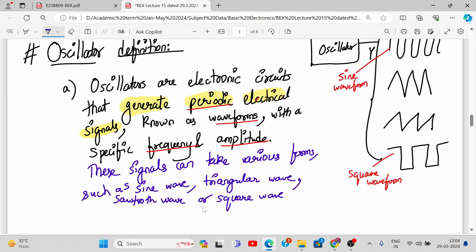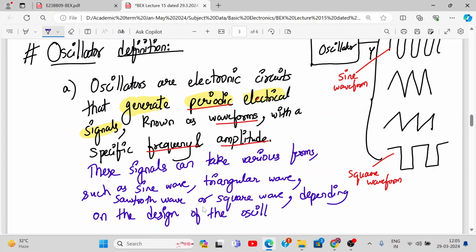Yes or no? Depending upon, continue writing, depending on the design of an oscillator. So not all the oscillators will produce the same signal or the similar signals. So these signals can take various forms such as sine waves, triangular waves, sawtooth wave and square wave depending upon the design of the oscillator. Are you understanding it? Yes? So this is the definition of oscillator.